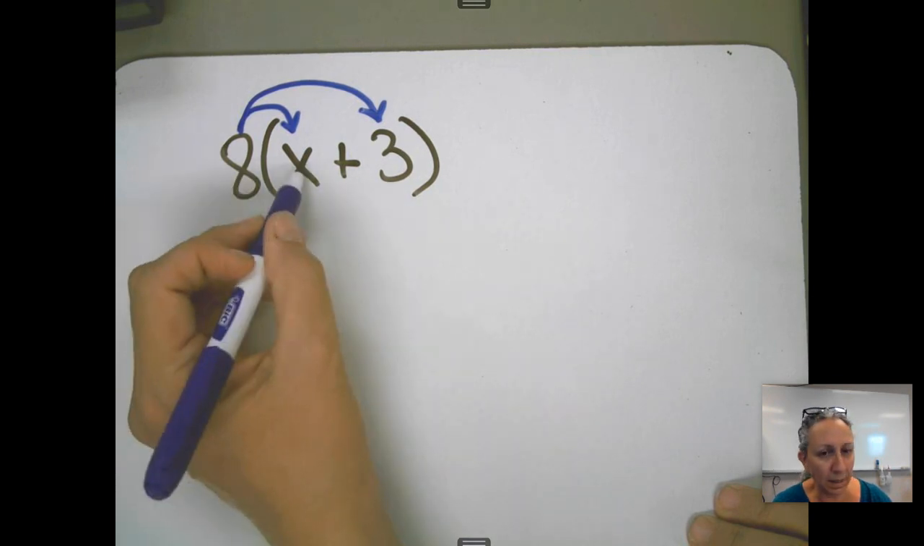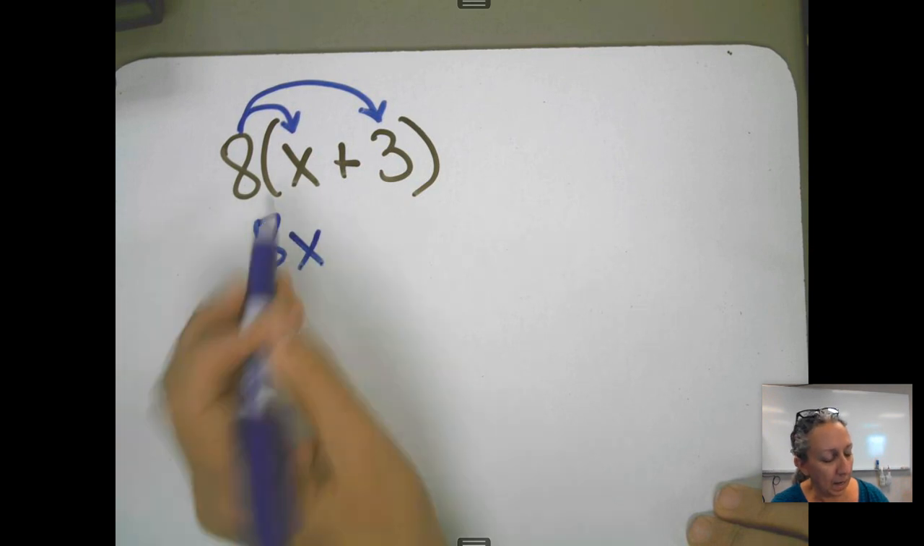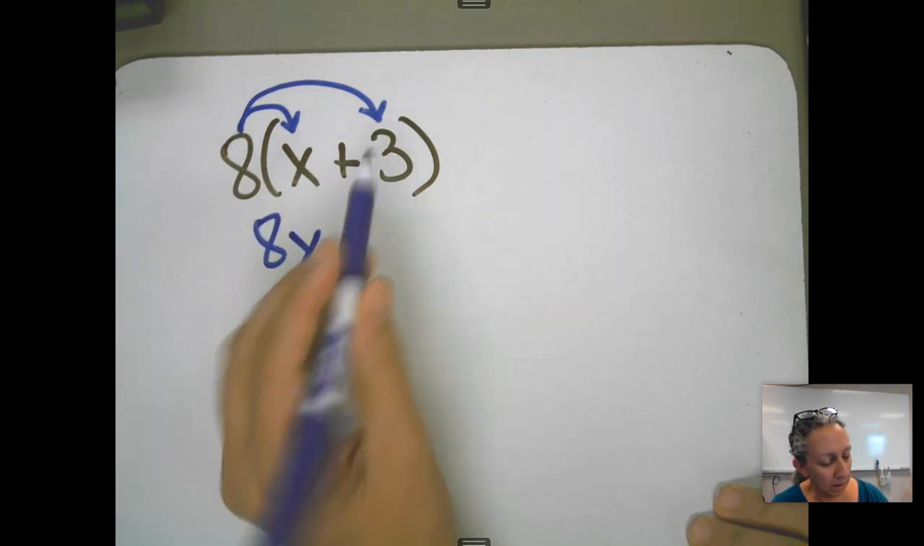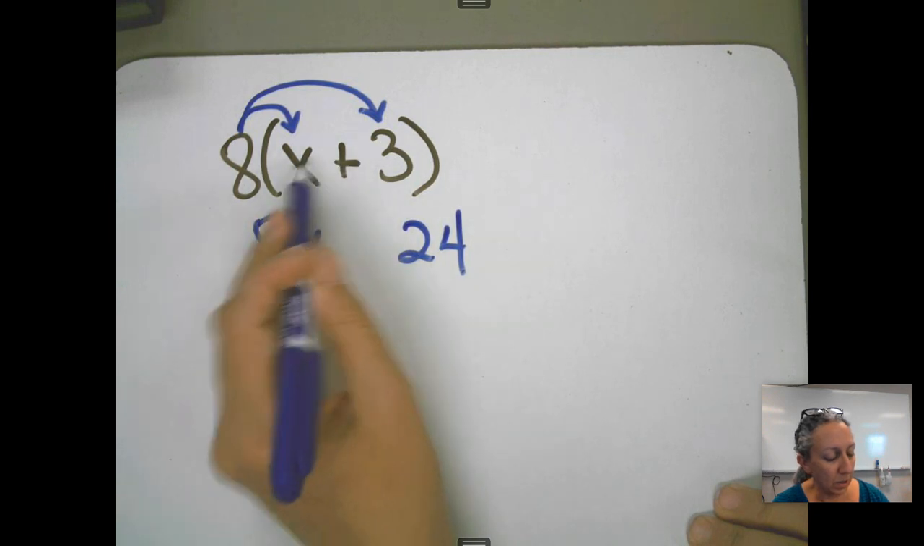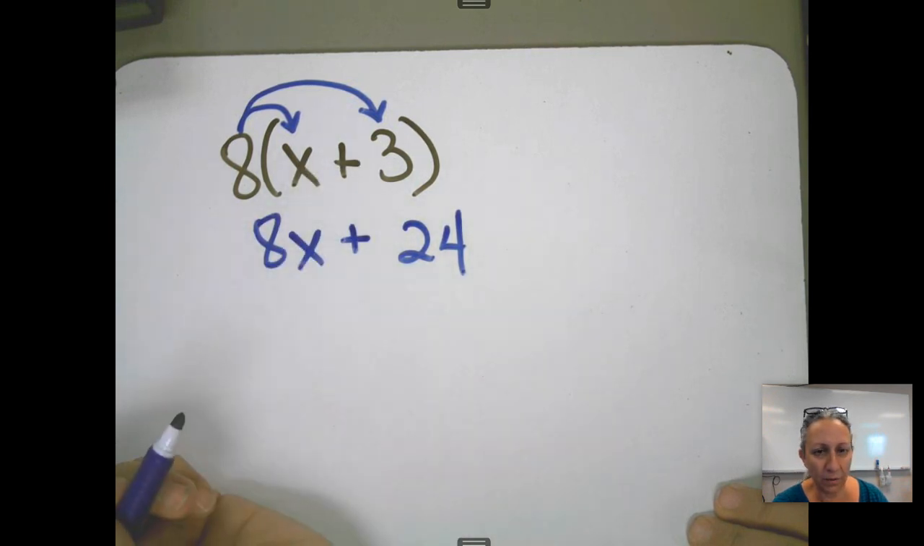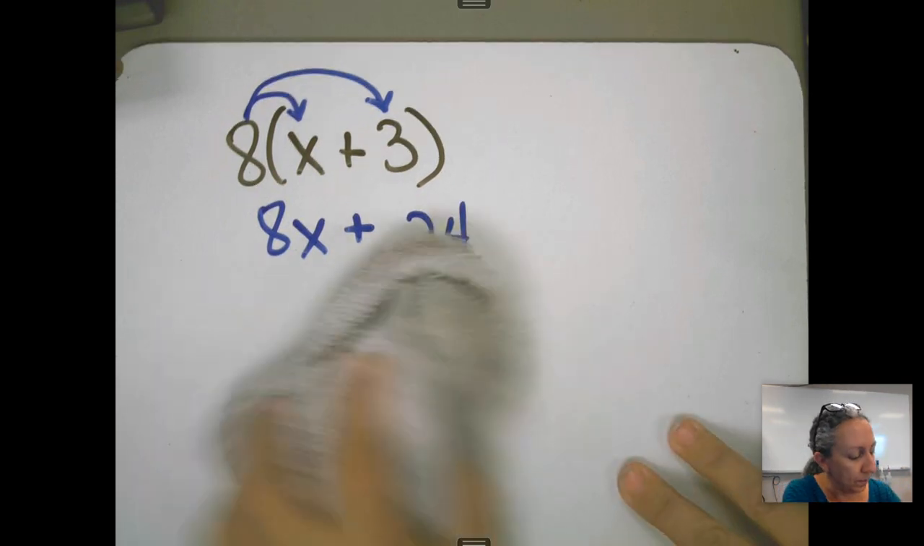So 8 times x is 8x and 8 times 3 is 24. And since we're adding these two things together, we still have to add our final answer together. That is one of the 3 problems asking you to distribute. Let's go to the next one.